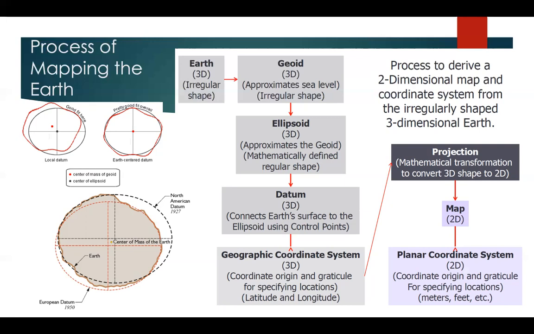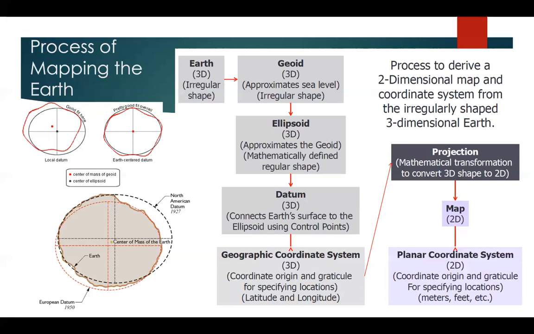WGS 84 is a compromised datum, useful for the whole globe. That's not shown on any of these images, although the Earth-centered datum in the top right image on the left-hand side of this slide is kind of like that. You'll use that datum in the projections lab.